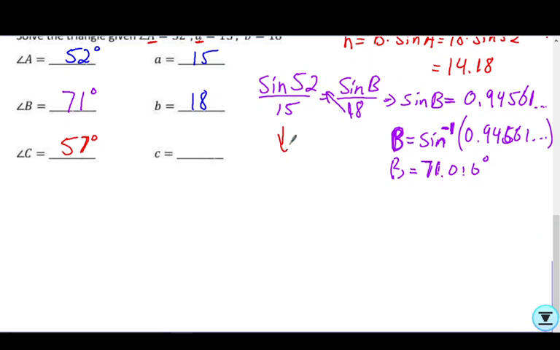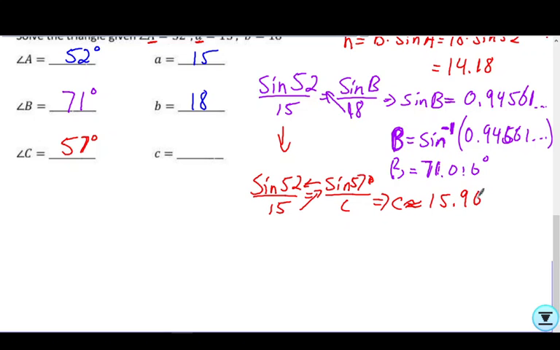Again, I start with the same trig ratio, sine of 52 over 15 equals, but this time I have the angle, so this is sine of 57 degrees over C. I'm looking for side C. Again, cross multiply, this times this divided by that. For side C, we get approximately 15.964, which is basically 16.0, because it rounds up. So there's my first solution.